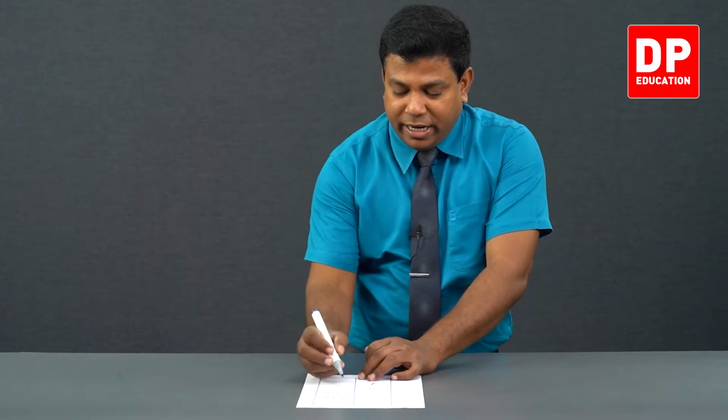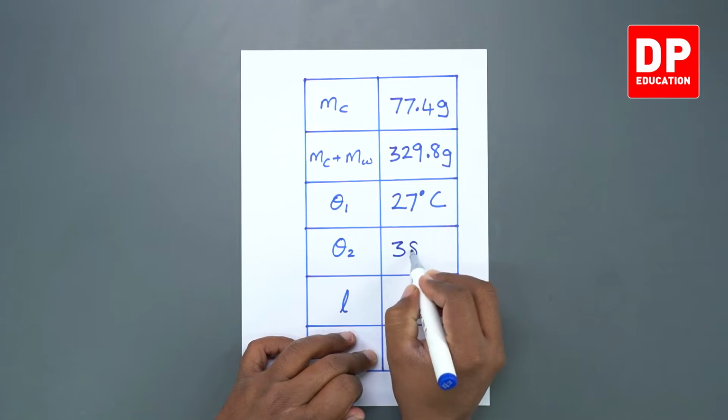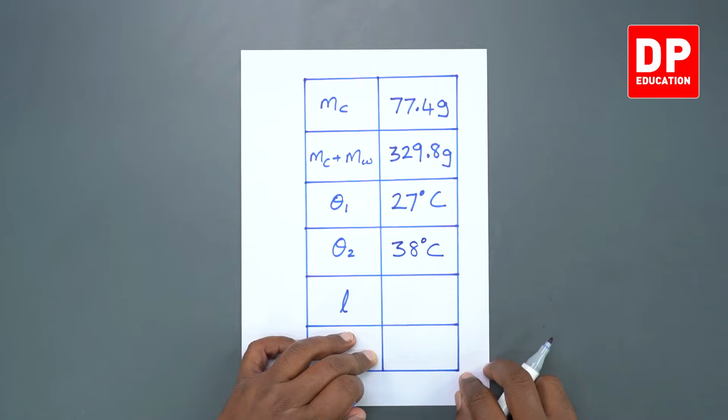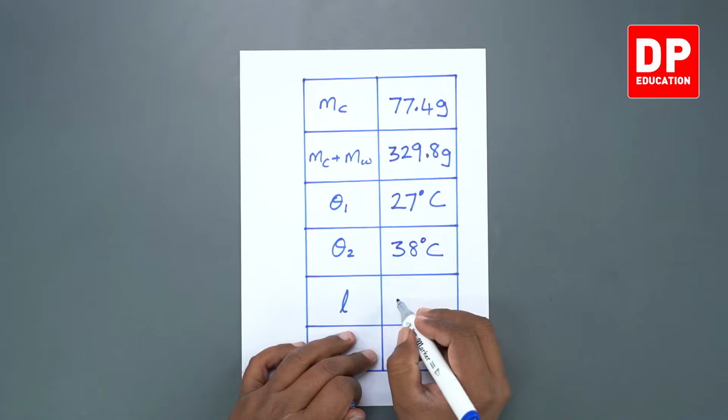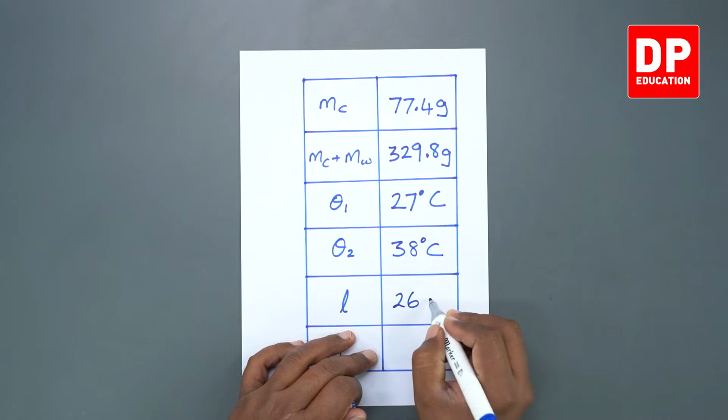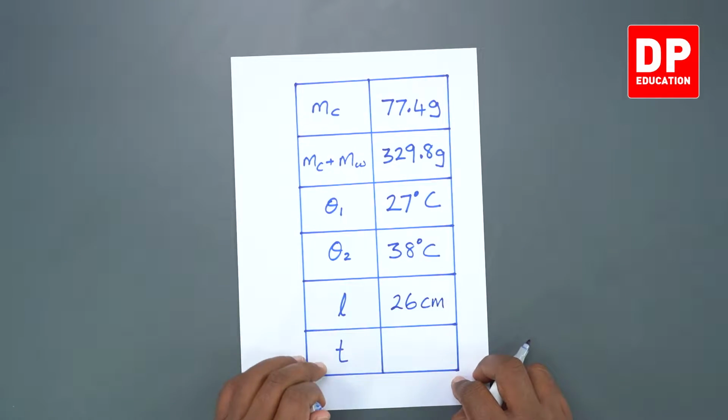Now theta2 we have got 38 degrees, the end temperature of water and calorimeter, 38 degrees centigrade. Length of rubber tube that we submerged into the water, 26 centimeters. And T, the time, how long we were keeping it within the water, 3 minutes and 13 seconds.